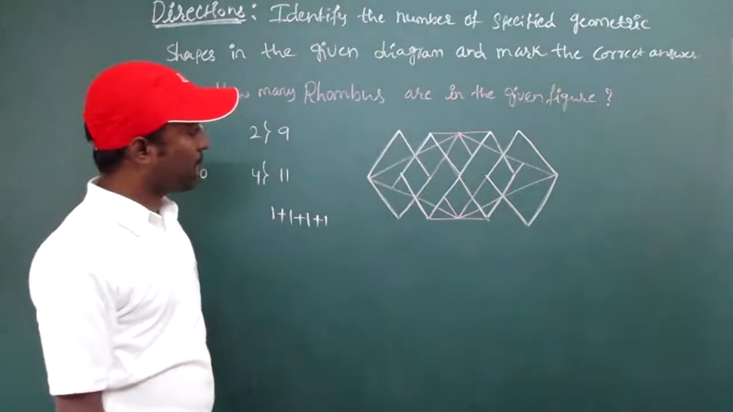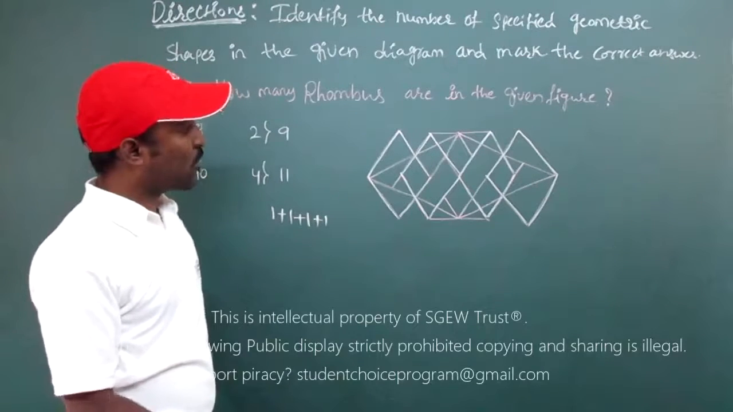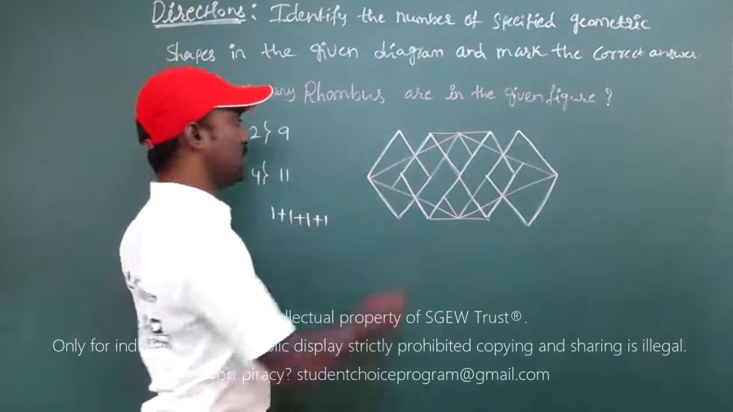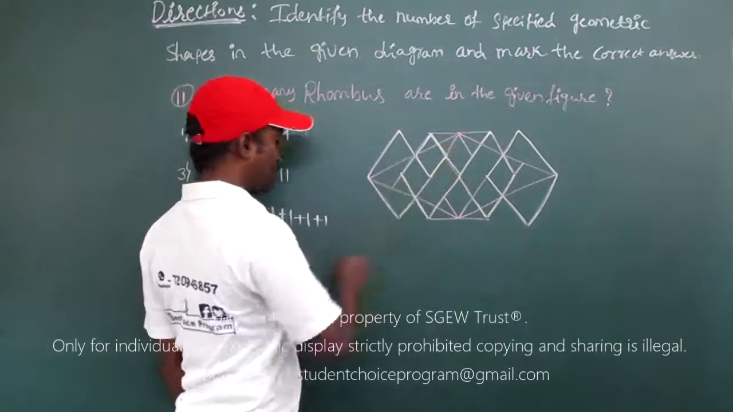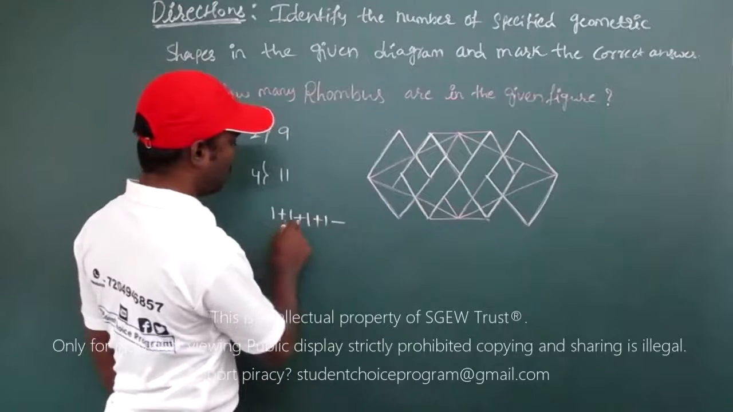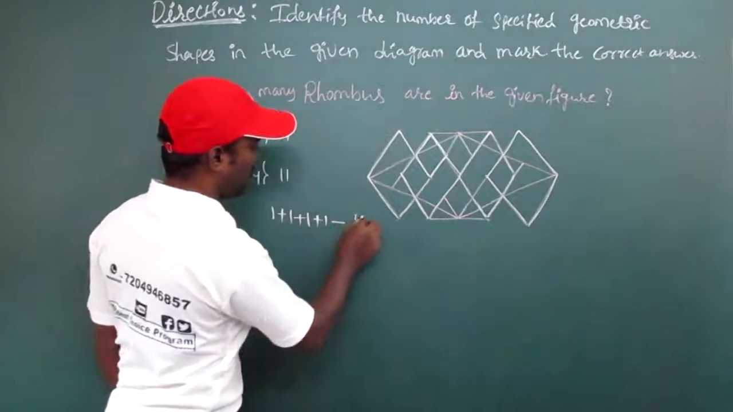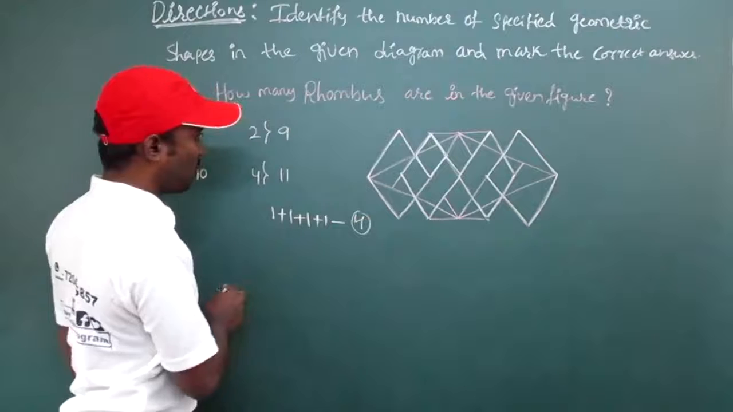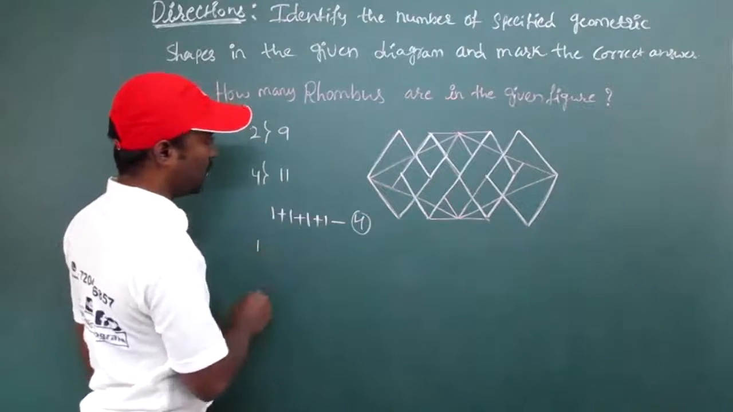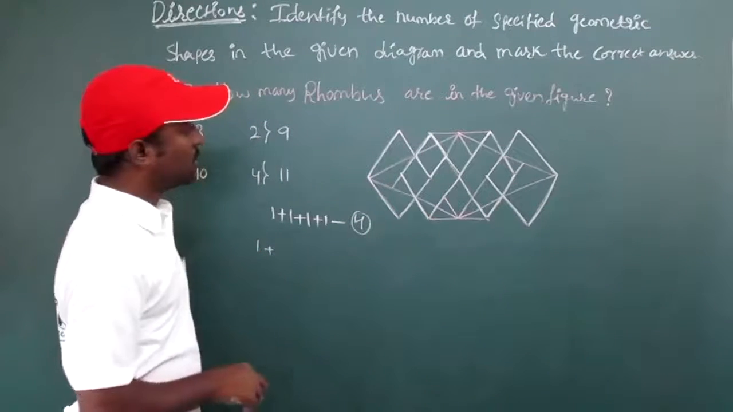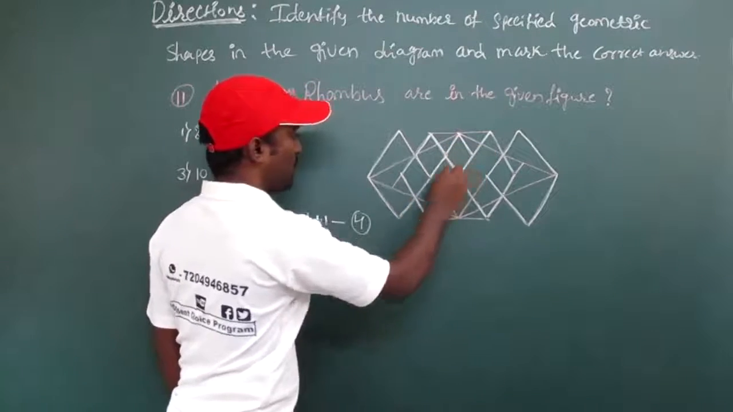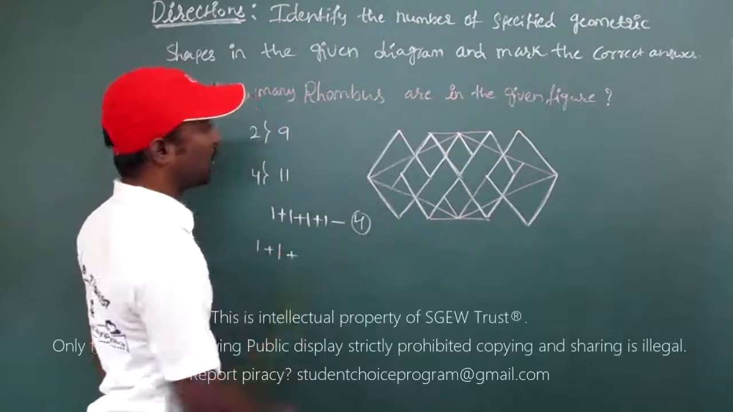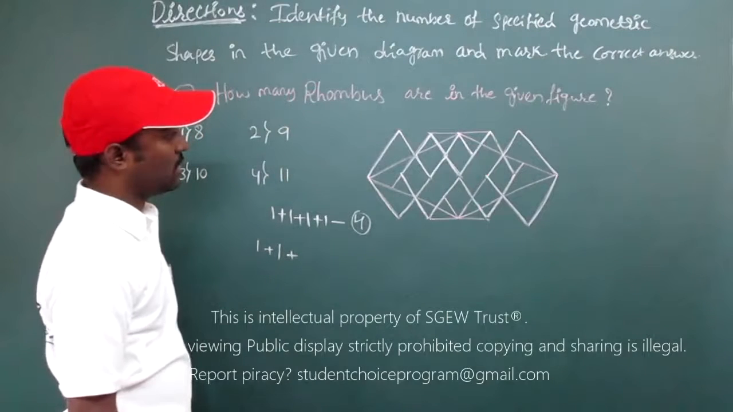Next, there are small rhombus like this. I will write here total 1, 2, 3, 4. 4 rhombus here. Small rhombus, that is 1 plus, I can find one more rhombus here. That's plus 1.